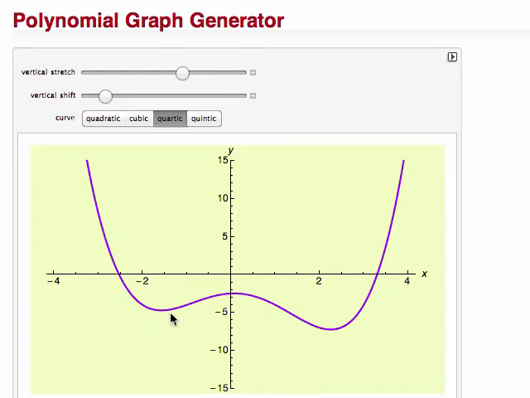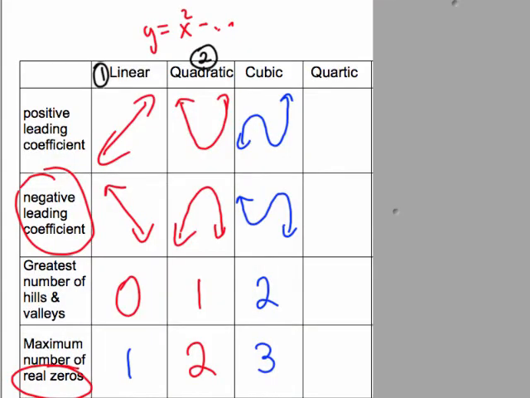We have one valley, one hill, and another valley. So we have 3 hills and valleys. So my shape for a fourth degree with a positive leading coefficient, x to the fourth plus, it starts up top, it does 3 bends and goes back up. 3 hills and valleys. If I multiplied the function by -1, it would reflect it across the x-axis, so the graph would look like that. And the most x-intercepts is 4.